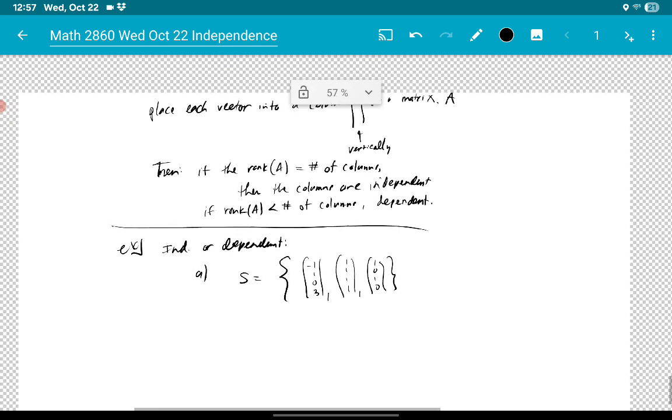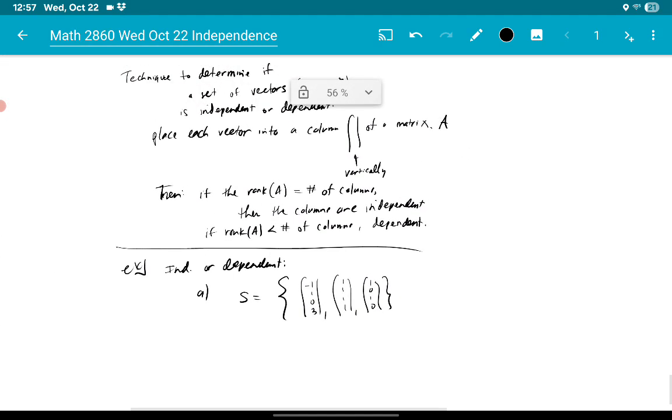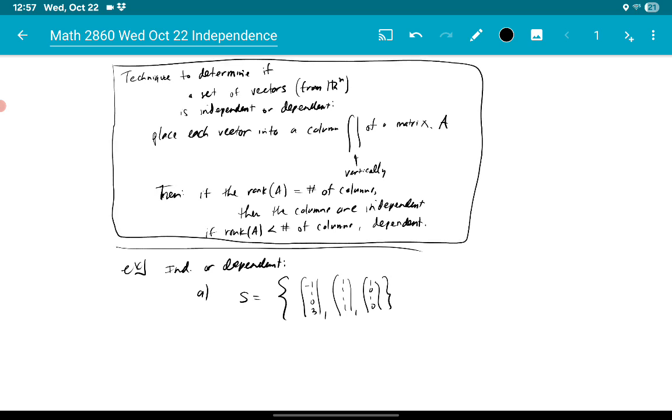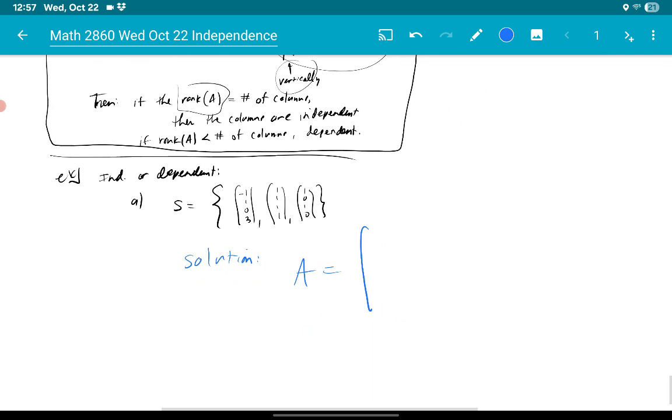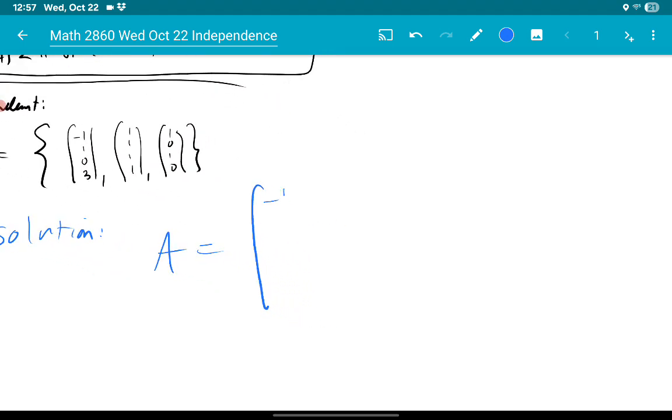The technique, I'll zoom out so you can see it. The technique we just mentioned is right here. I place them into the columns of a matrix A vertically, and then find the rank of that matrix, and then make a determination. So let's do that. The first column of A will just be my first vector, negative 1, 1, 0, 3. The second column is 1, 1, 1, 1. The third column is 1, 0, 1, 0. I don't need to put an augmented column or anything, it's just a matrix.